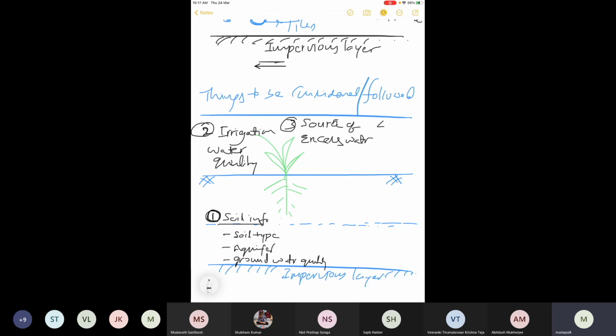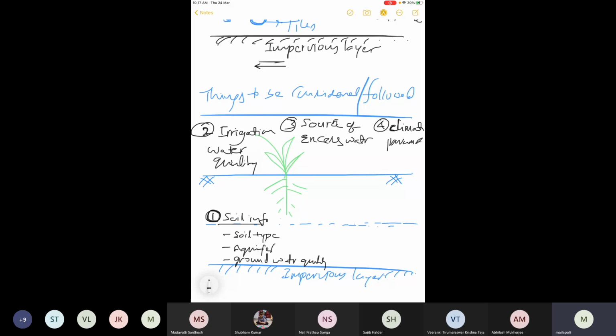And fourth is climatic data or climatic parameters. Climatic parameters, because that defines how much water is being evaporated, or lost through evapotranspiration, right? And what is the precipitation? So all that information, you need the climatic data also.